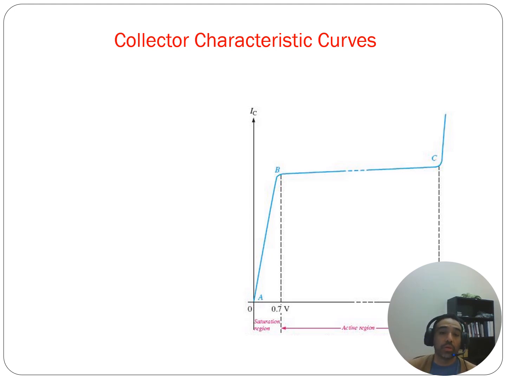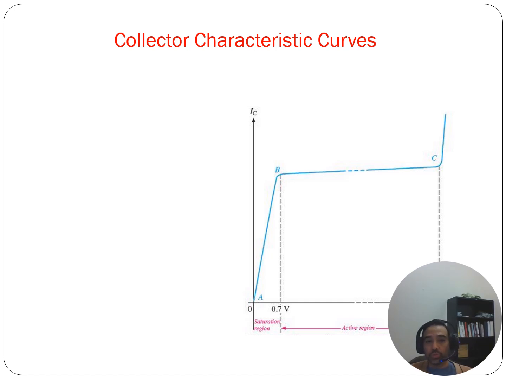And how do we know this? On the characteristic curve, that saturation region is where VCE is low and I sub C increases quickly as the VCE starts to increase. Right? So let's talk about the active region now, that middle portion.